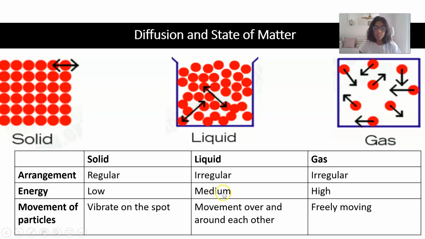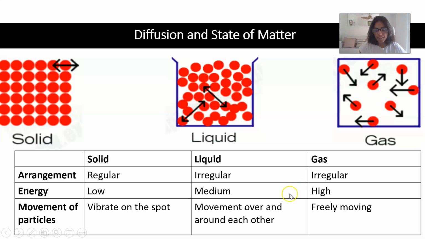And because they can move, but not as fast as gases, their energy level is described as being medium. And the movement is that they will roll over and around each other. So these particles can move, and because they can move, diffusion can occur.